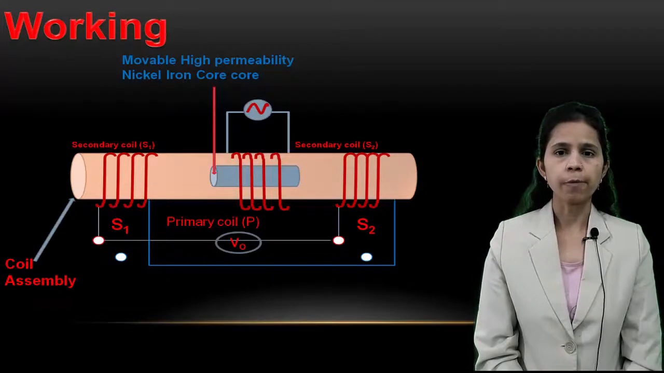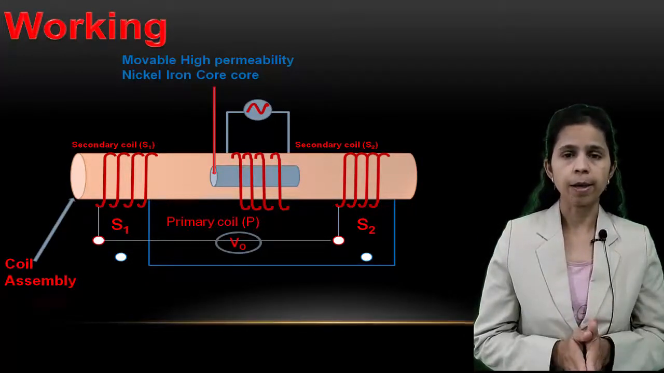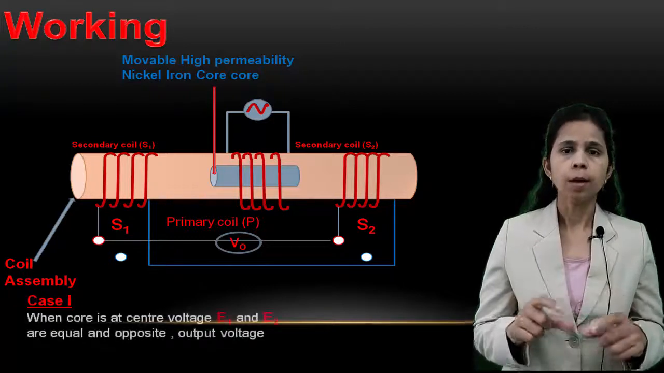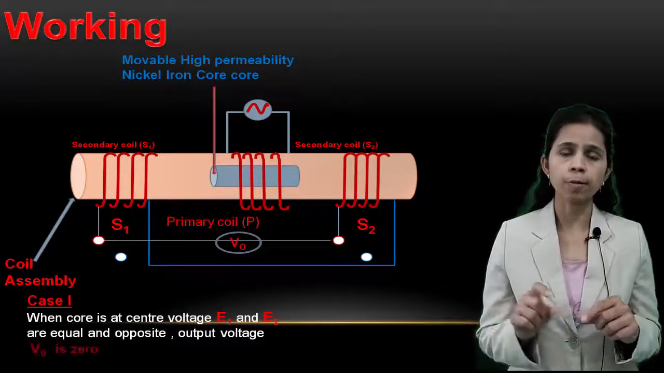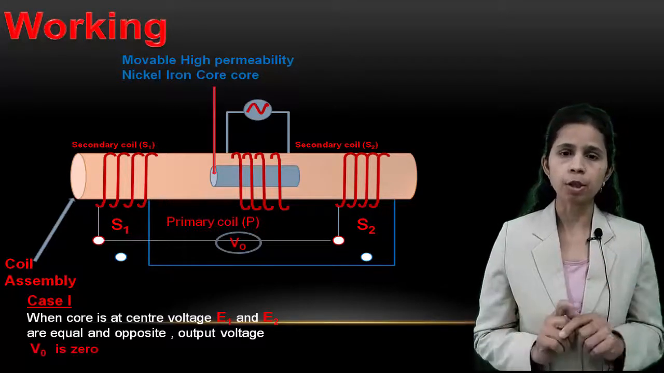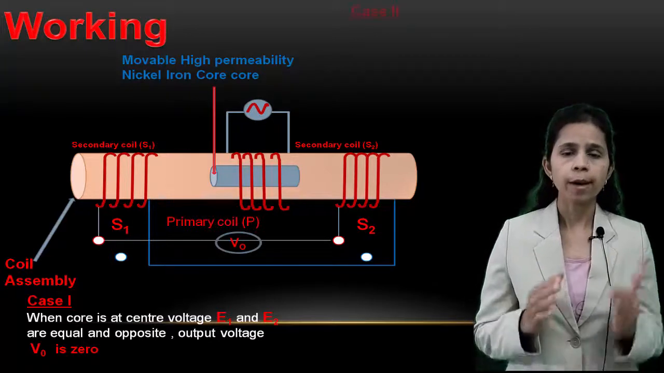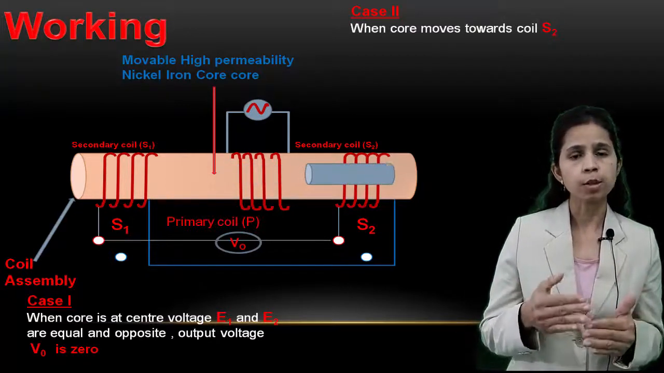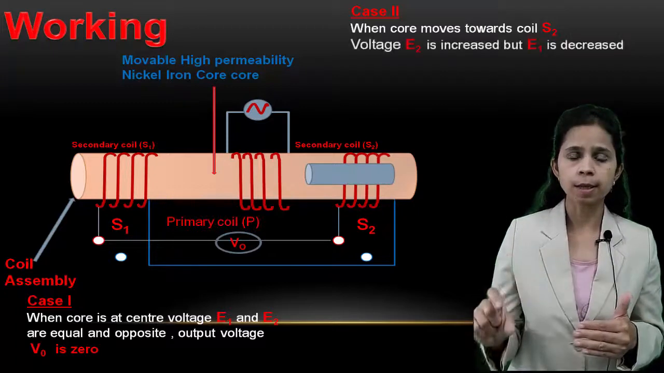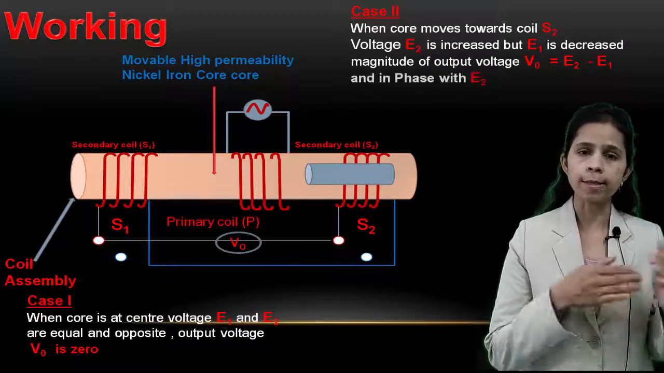The working of the LVDT can be explained using three cases. Case 1. When the core is at center, the induced voltages E1 and E2 in the secondary coils S1 and S2 are equal and opposite, hence they cancel out each other, so output voltage V0 is 0. Case 2. When the core moves towards coil S2, the induced voltage E2 increases and E1 decreases, as more magnetic flux is concentrated toward coil S2.